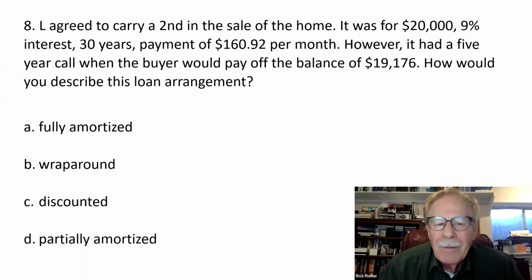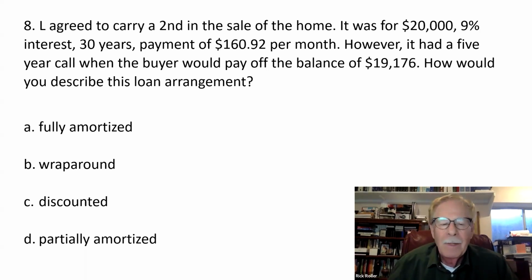So that means anytime you have a payment that is larger than the normal periodic payments, which we definitely have here, it's not fully amortized. Fully amortized means that over the 30 years it pays the loan off. This one had a call. So there was a balloon of $19,176. It's not a wrap.